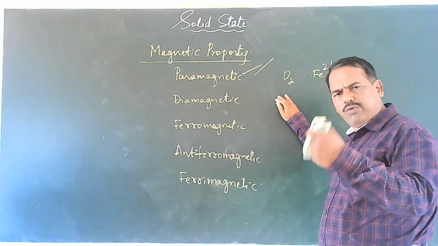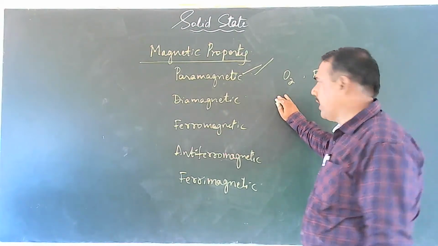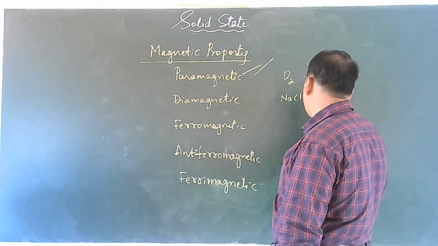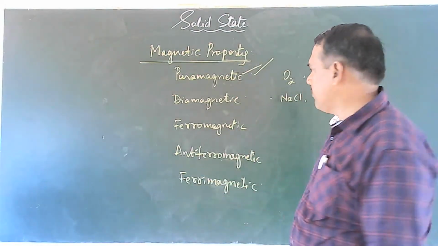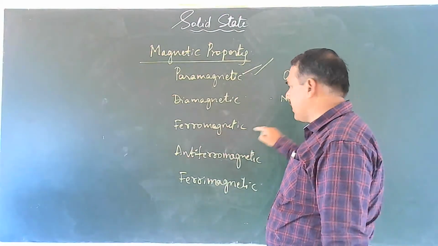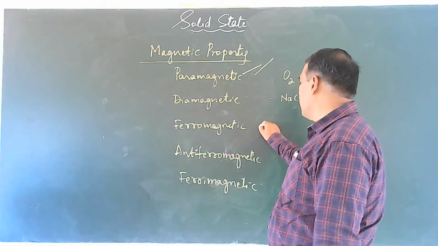Diamagnetic substances are weakly magnetic and the magnetic moment is zero, like sodium chloride and water. That is called diamagnetic substances. Are you clear? Another one is ferromagnetic substance. Most important, you have to remember.